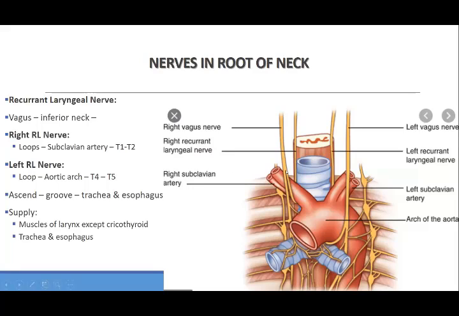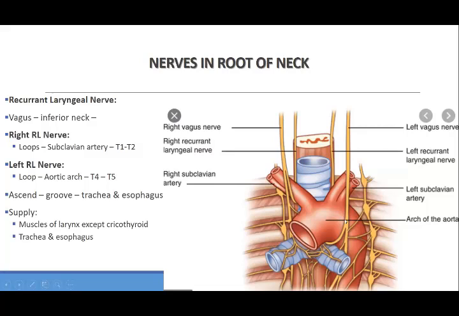The recurrent laryngeal nerves on both sides arise in the lower part of the neck. They arise from the 10th cranial nerve. This is the 10th cranial nerve, the vagus nerve, on this side. Let's talk about the left side first. The cursor is on the left side right now. In fact, the recurrent laryngeal nerve on the left side is given off in the thorax.